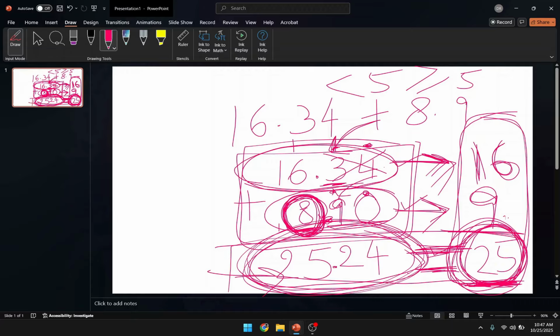All right, let's do one more, which is a difference problem. Now we have completed a sum problem. Now we do a difference problem. Let me clear this out.